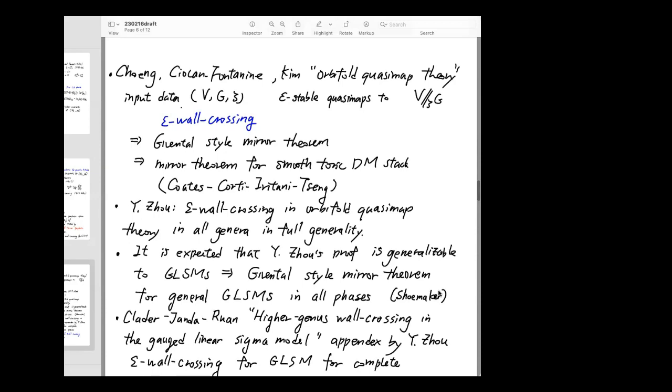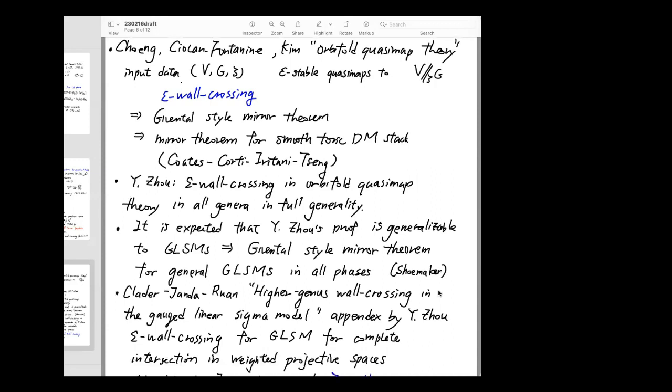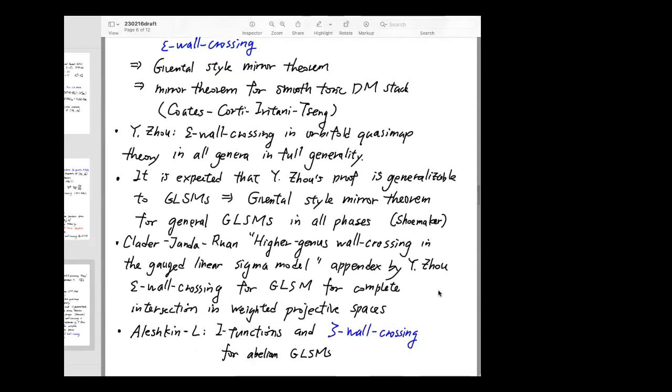For example, Clader, Janda, and Ruan prove higher genus epsilon wall crossing in the gauge linear sigma model associated to complete intersections in weighted projective spaces. So today, in my work with Aliashkin, we want to discuss the I function and zeta wall crossing for abelian GLSMs.